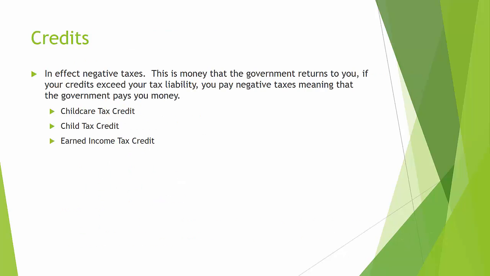Now, credits. Credits are in effect negative taxes. This is money that the government returns to you. If your credits exceed your tax liability, then you end up paying negative taxes, meaning that the government ends up paying you money. The three common tax credits, and there are a plethora of tax credits out there, are the child care tax credit, the child tax credit, and the earned income tax credit. These are the three tax credits that we're going to be discussing in this round of videos.